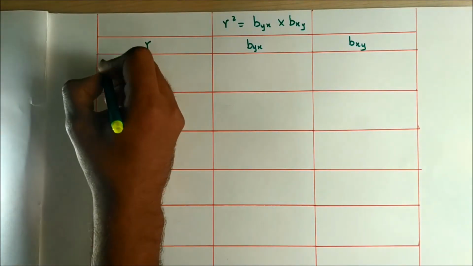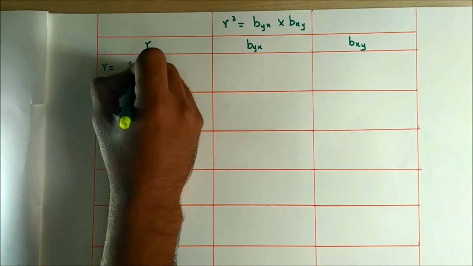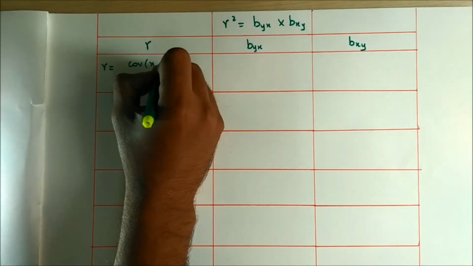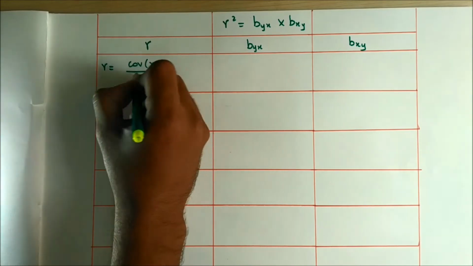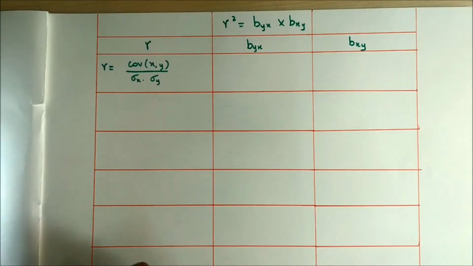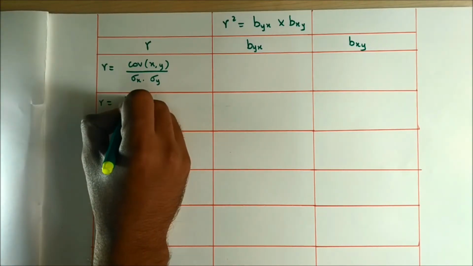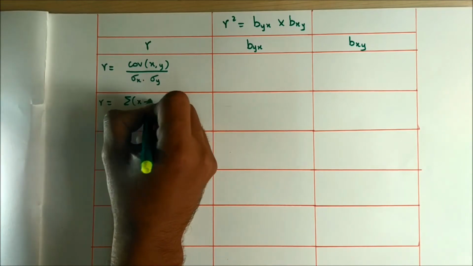Now do you remember the very first formula for r? What was that? r equal to covariance of xy upon standard deviation of x into standard deviation of y. Now basically you just have to square this and then just split it into two. That we'll do later. Okay, let's see the next one.